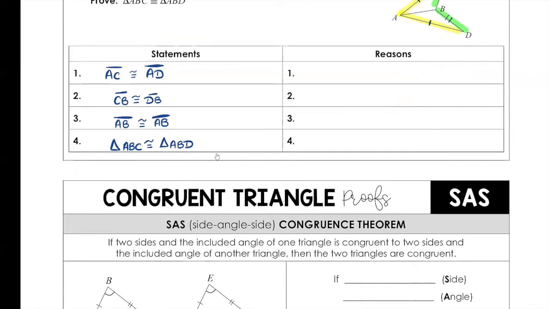What's wrong? Are you okay? Was it the AB is congruent to AB? Yeah. Okay. That's the key. Good. Hold on to that thought. We're not finished.